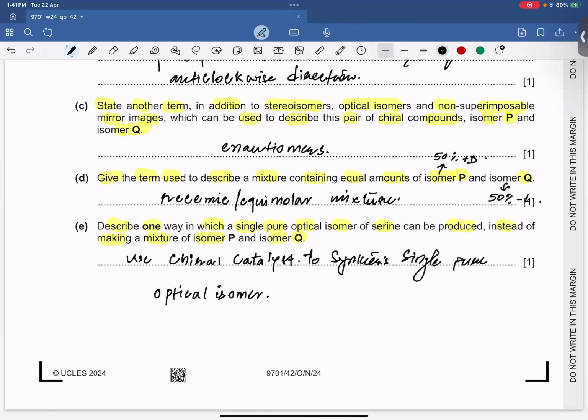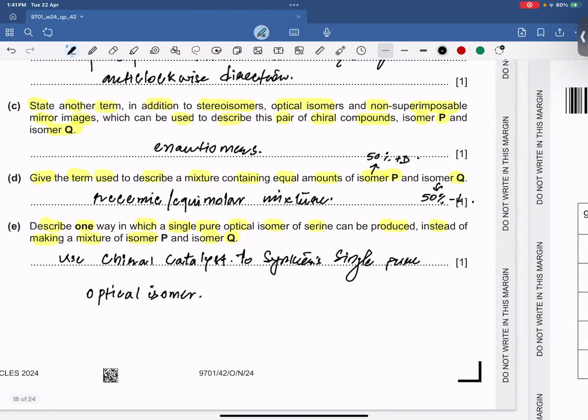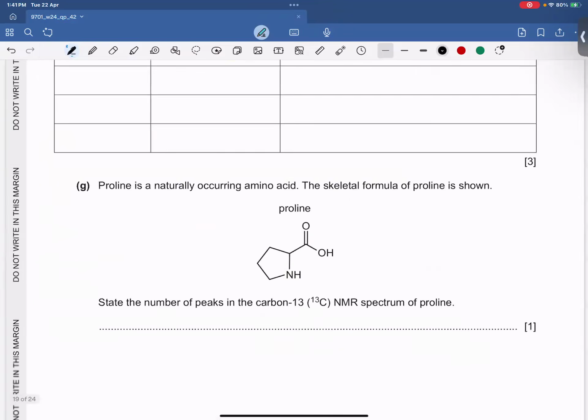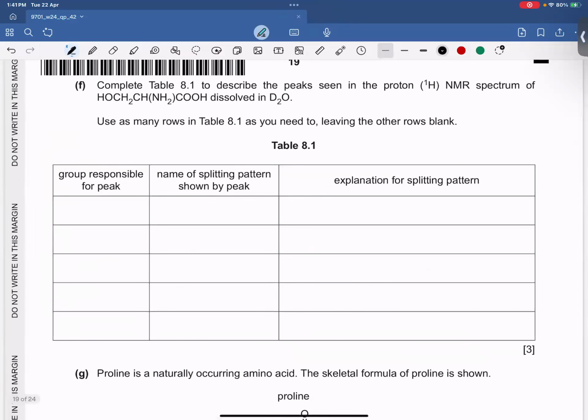Let's move on to the next part of the question. Complete table 8.1 to describe the peaks seen in the proton NMR spectrum of this compound dissolved in D2O. Let me write the structure first.